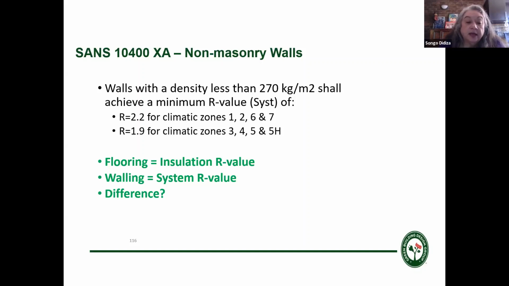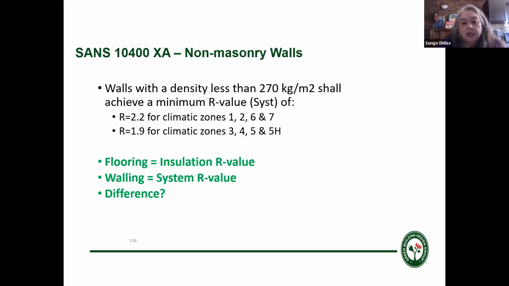And as I spoke about, flooring is insulation R value, walling is system R value. The difference is that for one, you ask the manufacturer, what's the insulation R value? For the system, you must know the R value of everything. So say we're looking at a lightweight construction, a typical steel frame construction. The interior wall of the steel frame construction will probably be a plasterboard.